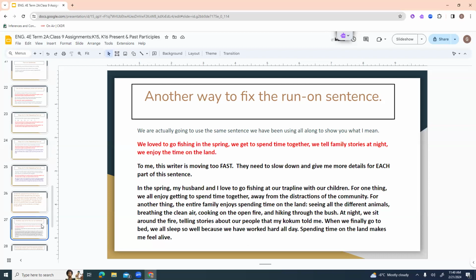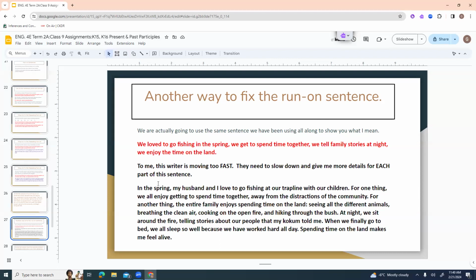So I'm going to do that with this sentence. So first, I'm going to look at, we love to go fishing in the spring. So how can I slow that sentence down and add more details? In the spring, my husband and I love to go fishing at our trap line with our children.